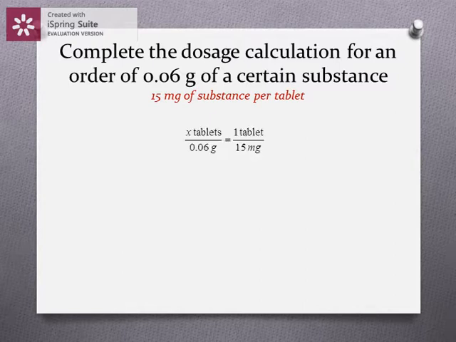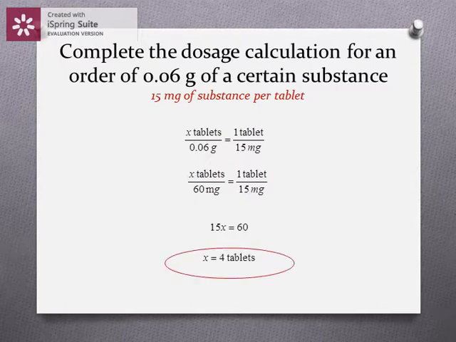And so I can perform a very simple tablet to grams relationship, and as long as my relationship is consistent on both sides of the equation, then I can very easily draw that down and determine that there are 4 tablets that need to be given to this patient.